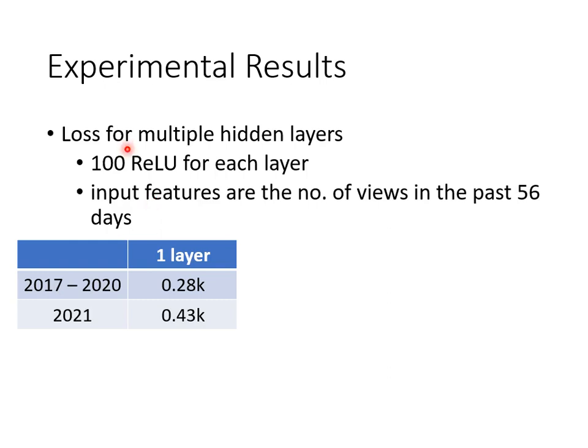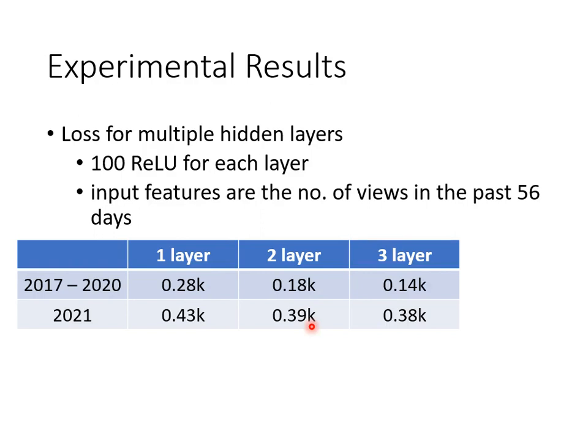Okay, then I carry out the experiment. We add 100 ReLUs every time. Input features are the data from the past 56 days. If it only repeats once, just multiply w and add b. Then pass through ReLU or sigmoid. If you repeat once, the result is exactly what we just saw. Repeating it twice, the loss has dropped a lot, from 0.28K down to 0.18K. The performance on the unseen data also improved slightly.